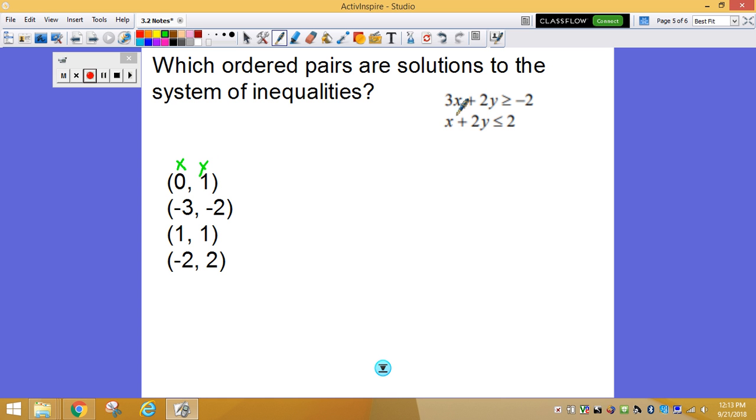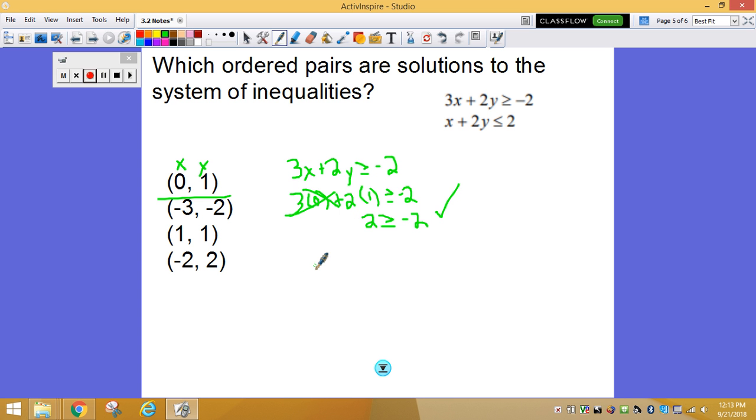Ordered pairs are x and y. So I'm going to do this first one. 3x plus 2y greater than or equal to negative 2. And instead of x, I'm going to do this first ordered pair. So instead of x, I'm going to plug in 0. So I have 3 times 0 plus 2, but again, instead of y is 1, and greater than or equal to negative 2. Well, 3 times 0 is nothing. 2 times 1 is 2. So is this true? Is 2 greater than or equal to negative 2? Yes. Okay, so it worked for the first one.